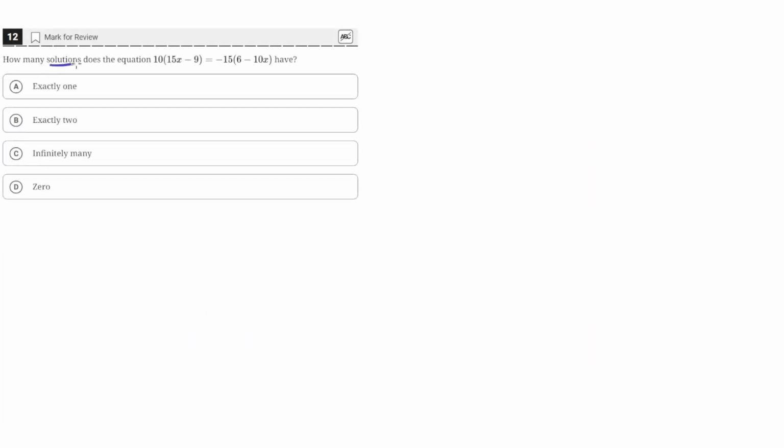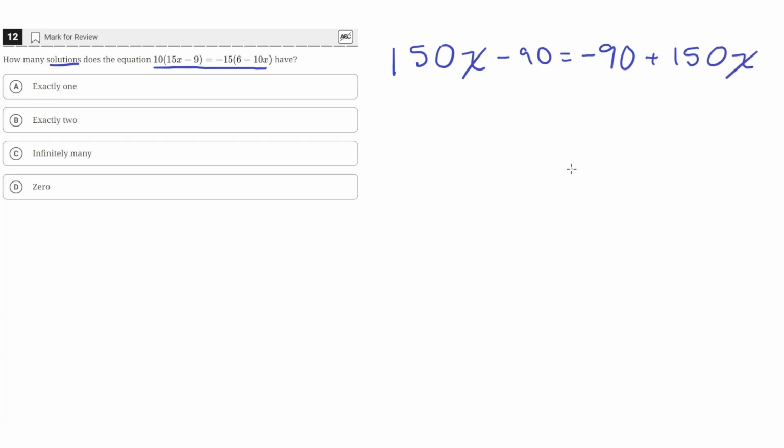How many solutions does this equation have? So we can just start simplifying this down. 10 times 15x is 150x, minus 10 times 9, which is 90, is equal to -15 times 6, which is equal to -90 again. And then -15 times -10 is equal to 150x. And then we can see here that both sides of these equations are equal.